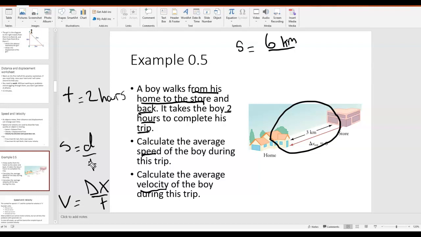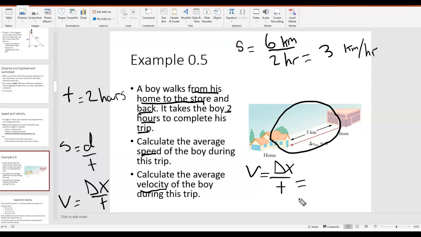So that's the distance, and if I divide by time, I'll have the boy's average speed. So 6 kilometers divided by the time, which is 2 hours, gives an average speed of 6 divided by 2, which is 3, and then kilometers over hours is kilometers per hour. So 3 kilometers per hour is the boy's speed. Now, what is the boy's average velocity? Well, again, velocity is displacement over time, so delta x over t.